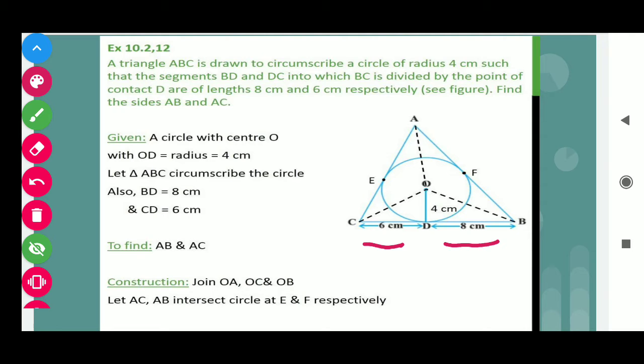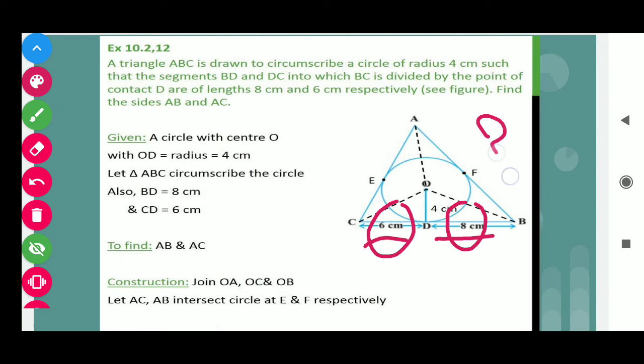Students, आप देख सकते हैं हमारे पास एक triangle ABC है drawn to circumscribe a circle of radius 4 centimeter. आप देख सकते हैं सर्कल का रेडियस क्या है, 4 सेंटीमीटर, such that the segments BD and DC into which BC is divided by the point of contact D are of length 8 and 6 cm. Find the sides AB and AC.